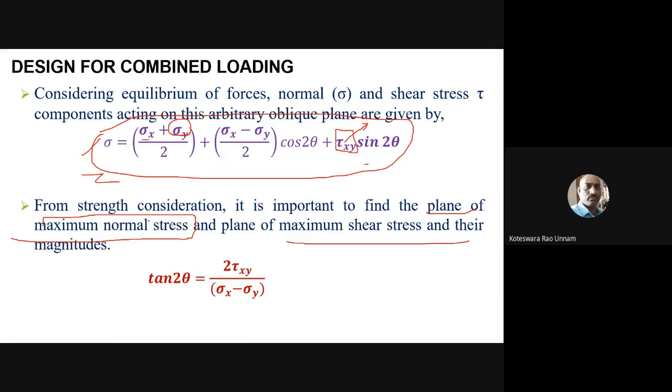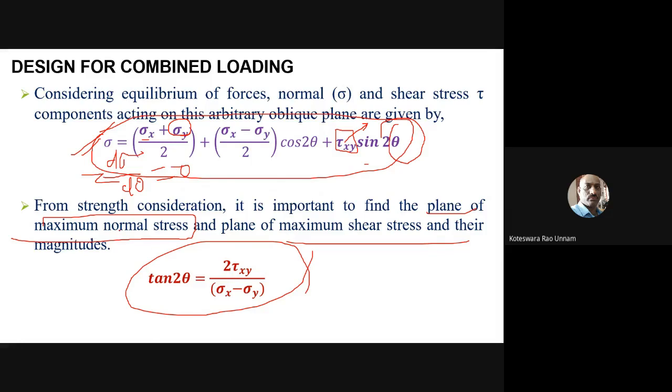Now, to identify the maximum normal stress, I have the expression for sigma. If I want to find the theta value where the critical plane or the principal plane occurs, I need to differentiate sigma with respect to theta and equate it to 0. If I simplify that, I'll get the equation that defines the principal plane. I am not deriving all this because you already studied it and it is not part of our course, but we require these relations to solve the problems. That's why we are reviewing them.